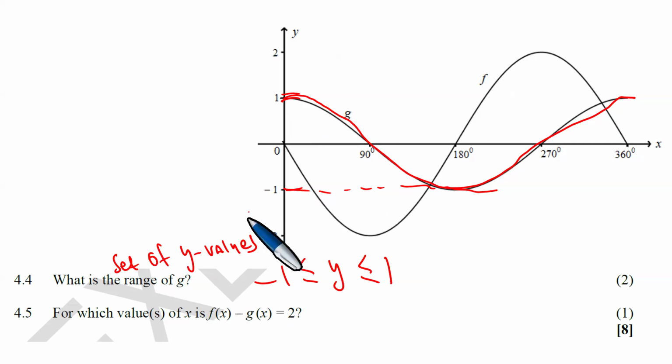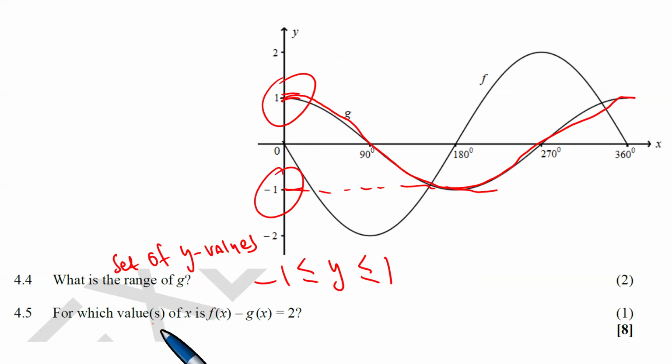So the set of Y values is from -1 to 1. You're starting from -1 to 1. So this is the range, the set of the Y values, and therefore it's from -1 to 1. It is the set of Y values for which this function is defined. Next question.